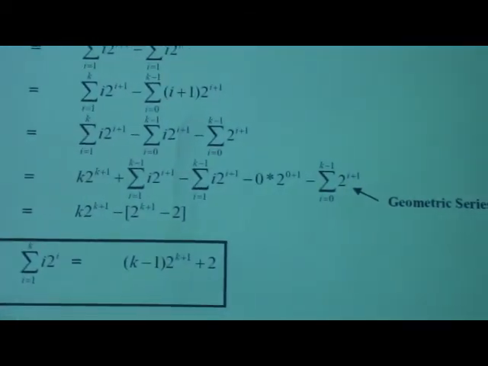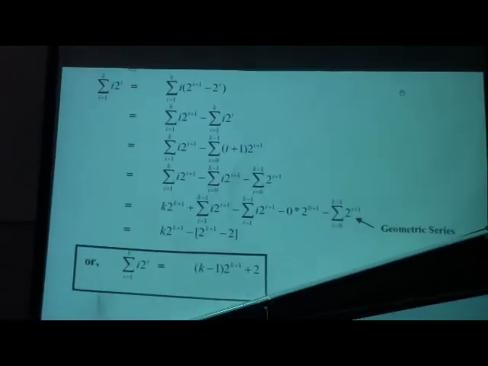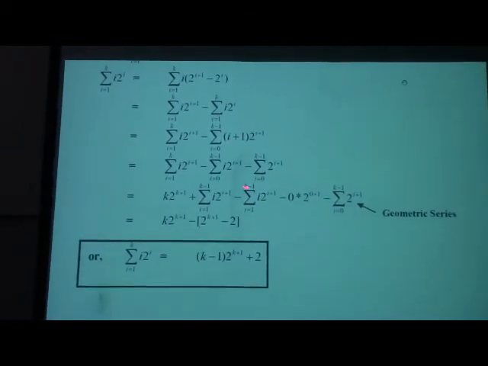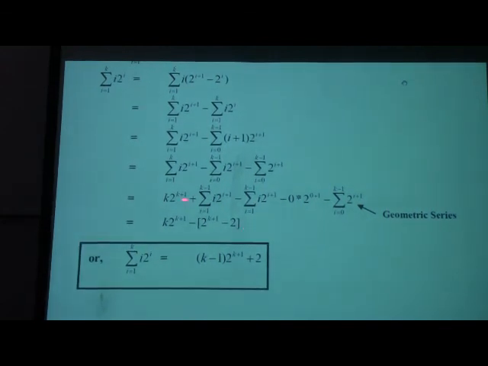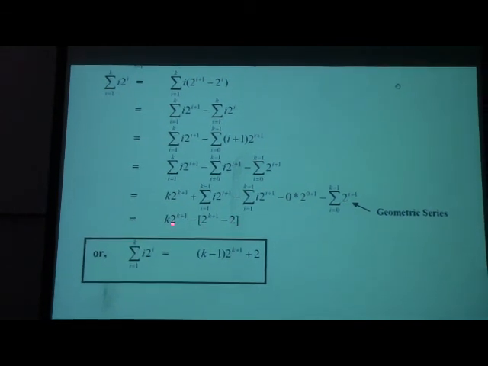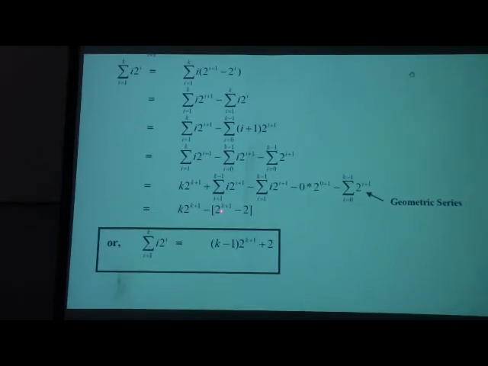Okay, so what we have, so this is 2 to the k plus 1 minus 2. And that's the minus part. So this is 0, this is the full telescope. Cancel, cancel. This is the remaining term. So we're going to get this one minus this one. So k times 2 to the k plus 1 minus 2 to the k plus 1 minus 2. So it's k minus 1 times 2 to the k plus 1 plus 2. That's the result. So it's an important result for us because it comes up a lot.